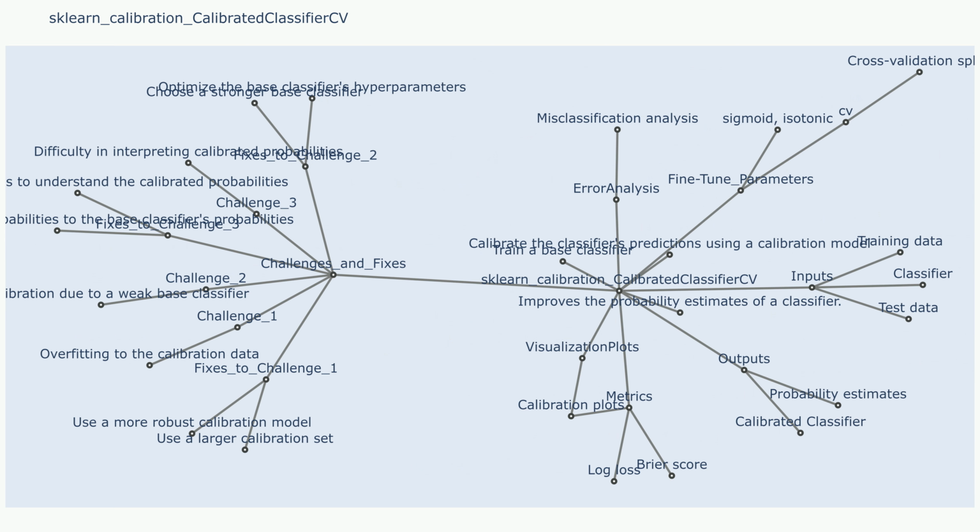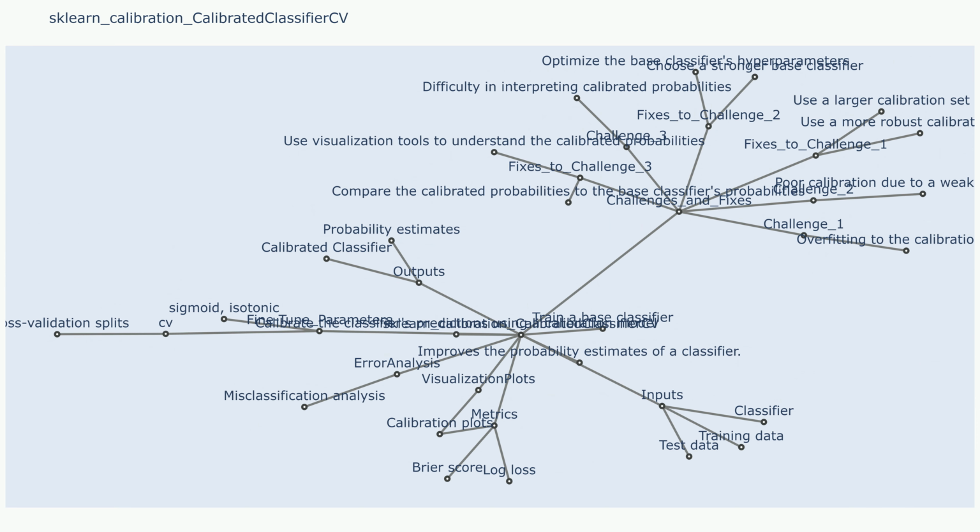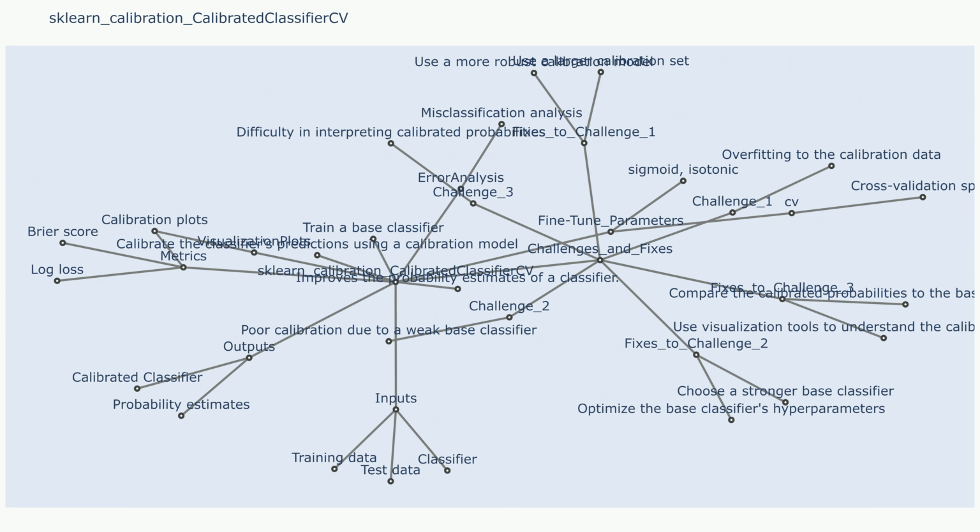Challenges and fixes. Challenge 1: insufficient data for calibration. Sample use case that resulted in challenge 1: when the dataset is small or imbalanced, there may be insufficient data to accurately fit the calibration model. Fixes to challenge 1: use a larger dataset for training if possible. Consider using a more robust calibration method that is less sensitive to data scarcity. Use data augmentation techniques to artificially expand the training data.